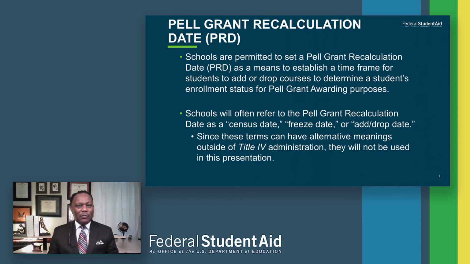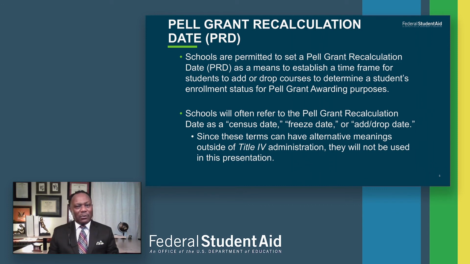Okay, next slide here. We begin our discussion as it pertains to the school's own policy in establishing a Pell recalculation date, also referred to as the PRD throughout this session. This is to say that a school has the option to establish a time frame for students to add or drop classes to determine a student's enrollment status for Pell awarding purposes.